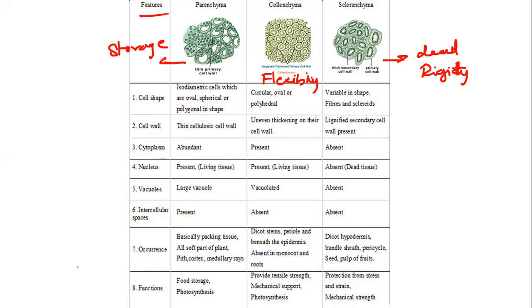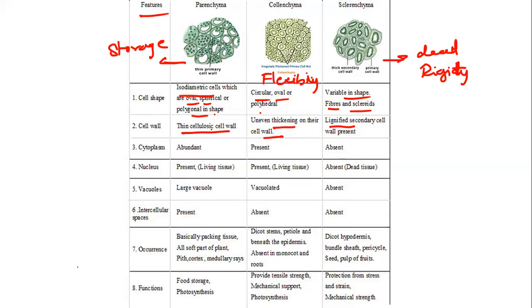When we talk about cell shapes, parenchyma will be isodiametric, or oval, spherical, polygonal, so multiple shapes. In collenchyma, usually they are circular, oval, or polyhedral. Sclerenchyma will be variable in shape because it has fibers and sclereids. When we talk about the cell wall, parenchyma has a thin cellulose wall, collenchyma has uneven thickening, and sclerenchyma has a lignin secondary wall.